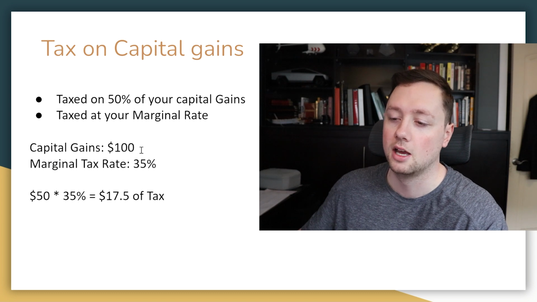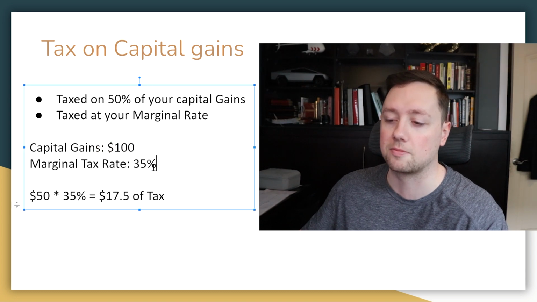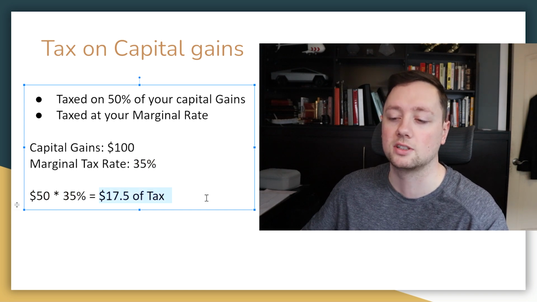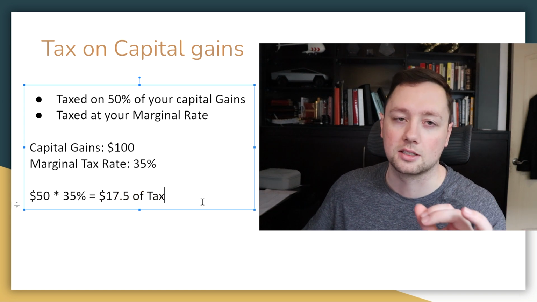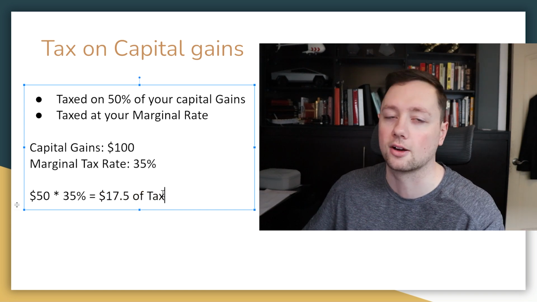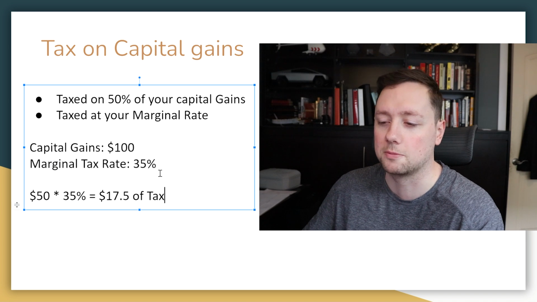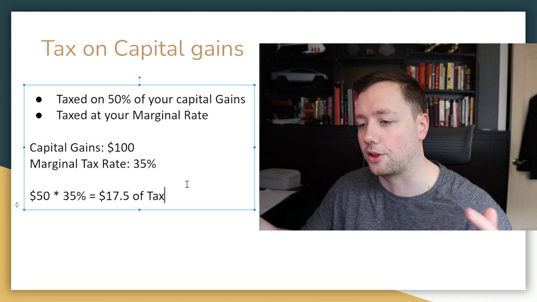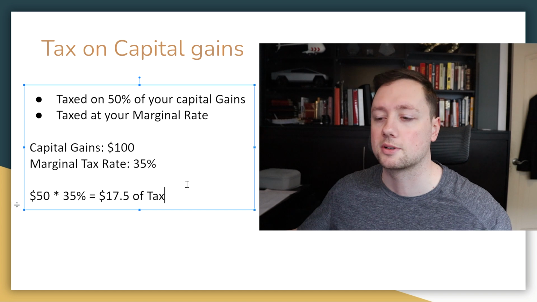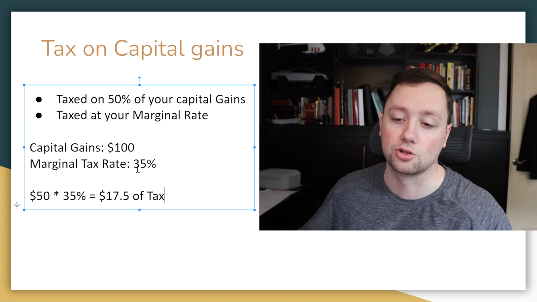Here's an example of it. You make $100 and you're in the 35% tax bracket. You get 35% tax on 50% of your capital gains, and that would leave you with a $17.50 tax bill. Now, this is just simplified math here, so you can kind of understand the concept, but really not that complicated. You get taxed on 50% of your gains, and you get taxed at your marginal tax rate.